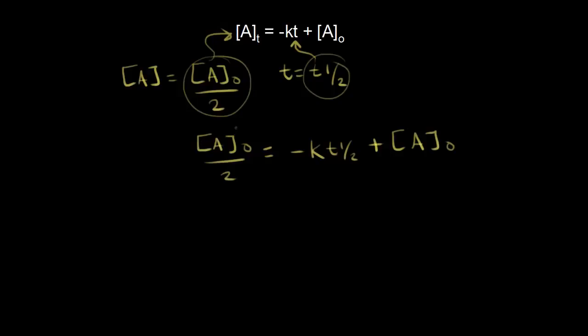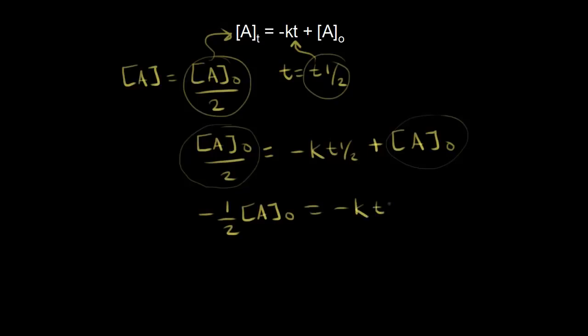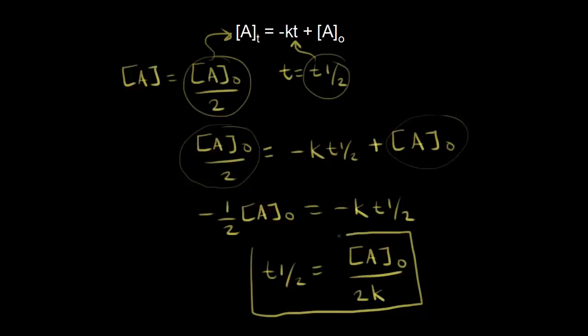So let's solve for the half-life. On the left side, we have the initial concentration of A divided by 2, or 1/2 of the initial concentration of A. On the right side, we have the initial concentration of A. So this would be 1/2 minus 1, which is negative 1/2. So negative 1/2 of the initial concentration of A is equal to negative k times t1/2. Solving for t1/2, our half-life, t1/2 is equal to the initial concentration of A divided by 2 times k, 2 times the rate constant. So here is the half-life for a zero-order reaction.